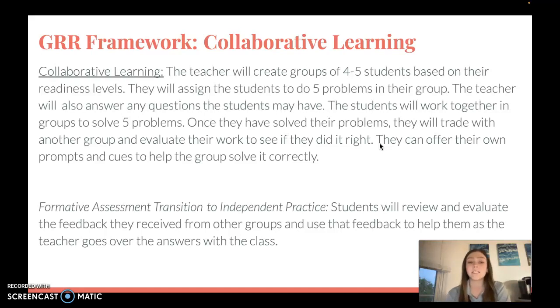And then the final phase is independent practice, and to transition into independent practice, the students will review and evaluate the feedback that they received from a different group and use that feedback to help them as the teacher goes back over the answers and the correct steps to solve it.